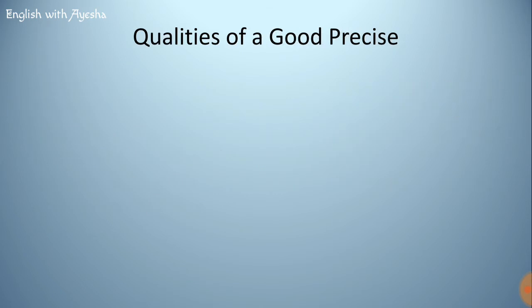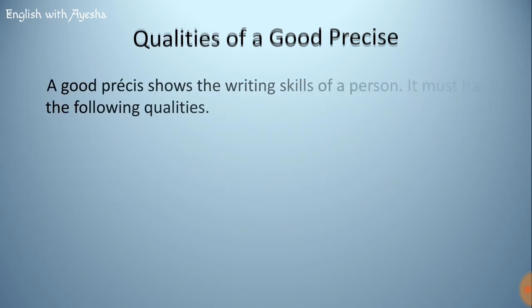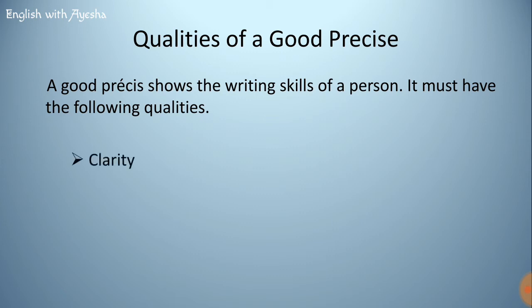Now we discuss the qualities of a good precis. A good precis shows the writing skills of a person. It must have the following qualities. The first one is clarity. Clarity means getting your message across so that the receiver can understand what the writer is trying to convey. It is the basic and essential need of a precis.